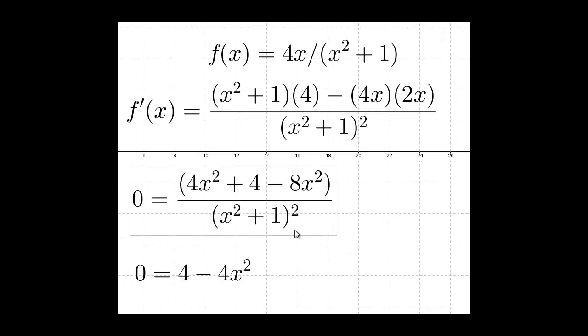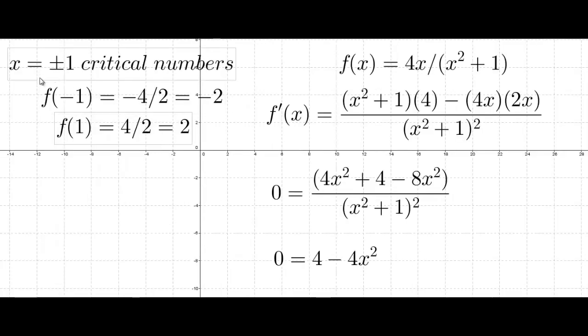Since there is no place where the derivative fails to exist, because the denominator is not equal to 0, we're going to set the numerator equal to 0, which is 4 minus 4x squared equals 0. That leads to two solutions, x equals plus 1 and x equals minus 1. These are both critical numbers. If we evaluate the function at these two critical numbers, not the derivative, but the function, we already know the value of the derivative is 0 at these points.